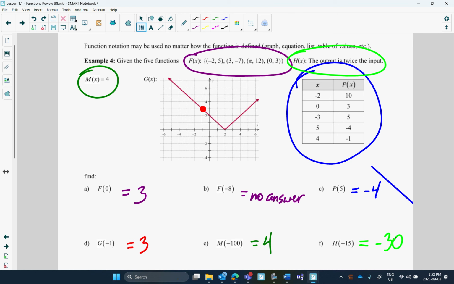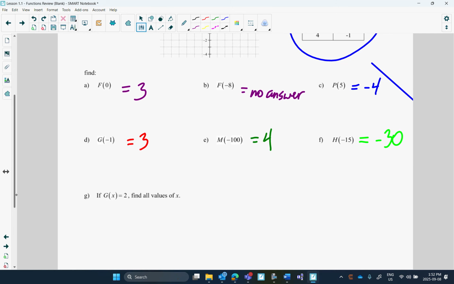So all of these, you were given X, and you just used the appropriate function to find its corresponding Y value. Sometimes you may be asked to work backwards. Here, we're not told X is 2. We're told that G of X is 2. That means the same thing as Y is 2.